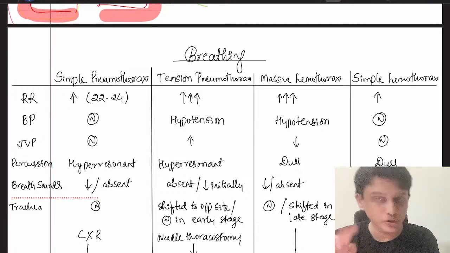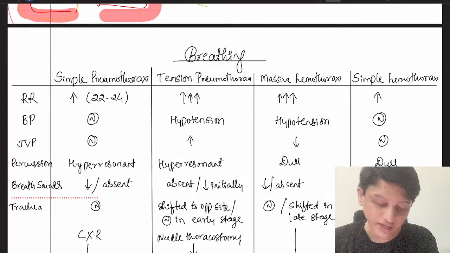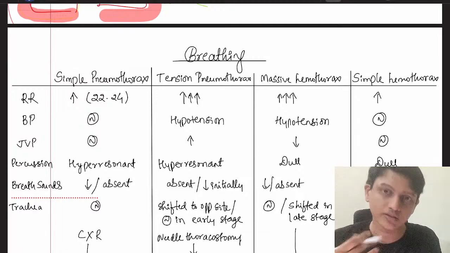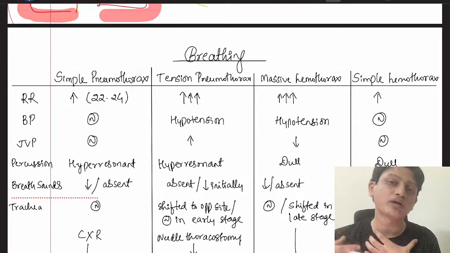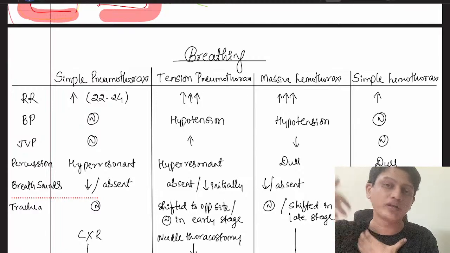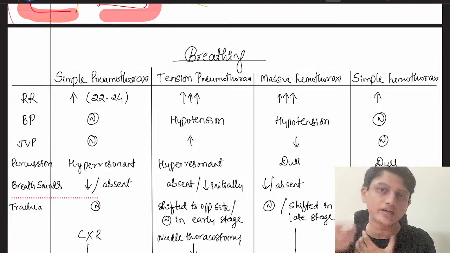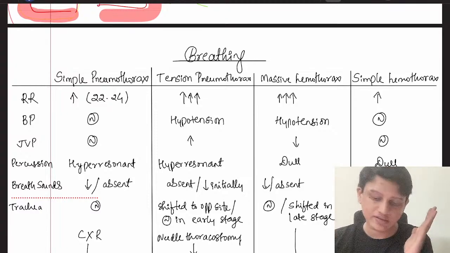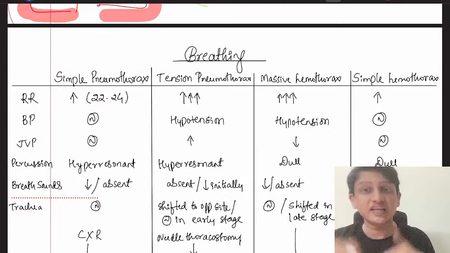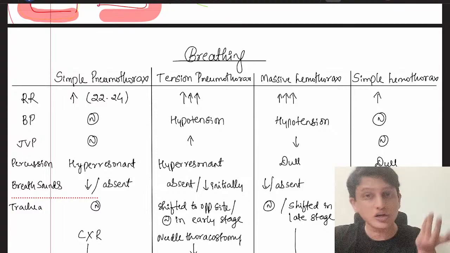In simple pneumothorax, it will be normal only. In case of tension pneumothorax, it will be elevated. The jugular venous pressure, because the pleura is compressing over the vein, so the vein is not able to drain the blood. It's getting accumulated there, so pressure increases. In massive hemothorax, it decreases because blood volume is less, means pressure also less.